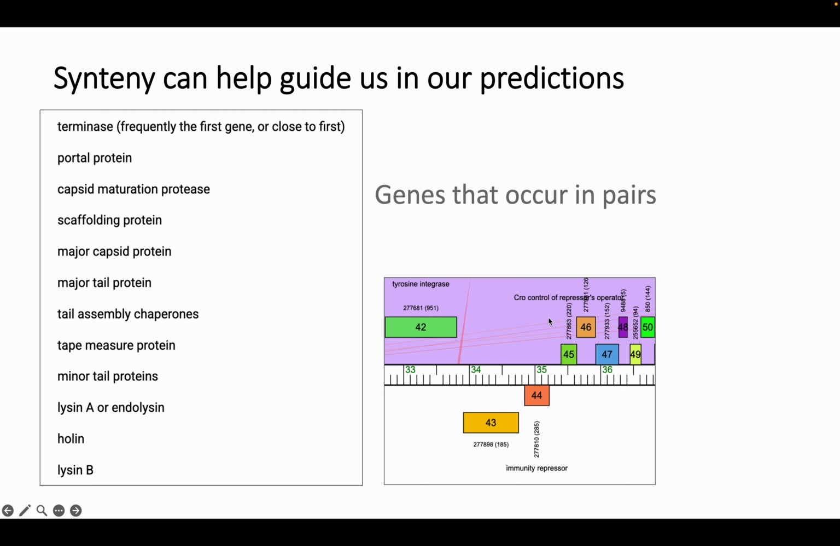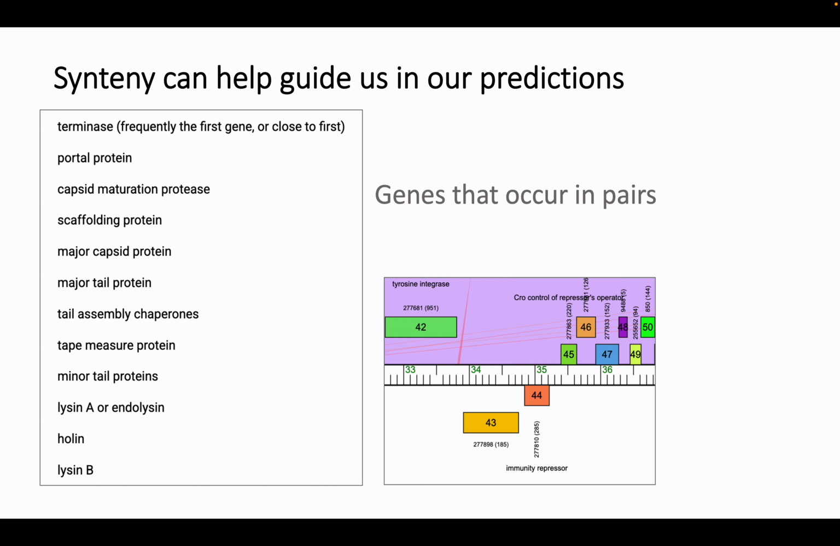So for example, adjacent to the integrase cassette is the immunity cassette. We know that immunity repressors are usually encoded in the reverse direction, and divergently transcribed from the immunity repressor is the CRO gene. So if we found the immunity repressor, the next thing I would be looking for is a gene going in the forward direction that has helix-turn-helix DNA binding domains and is a potential CRO gene. There are also lots of other examples of gene pairs.